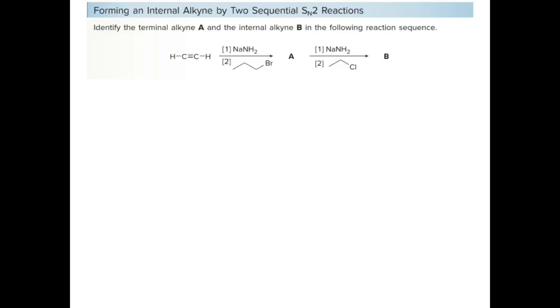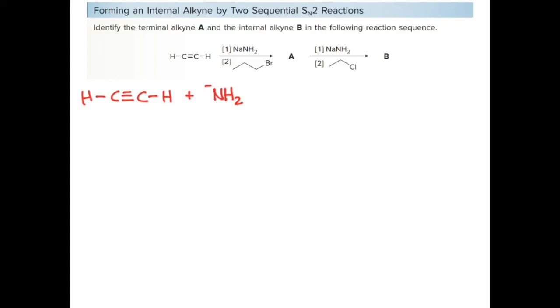So here's an example. Identify the terminal alkyne A and the internal alkyne B in the following reaction sequence. So here you can see that we have an acetylene molecule reacting with a strong base. And this results in the formation of an acetylide ion reacting with an alkyl bromide. And this reaction results in the formation of a terminal alkyne labeled A. And this alkyne will react with another equivalent of a strong base, followed by a reaction with an alkyl chloride, resulting in the formation of an internal alkyne labeled B. So let's take a look.